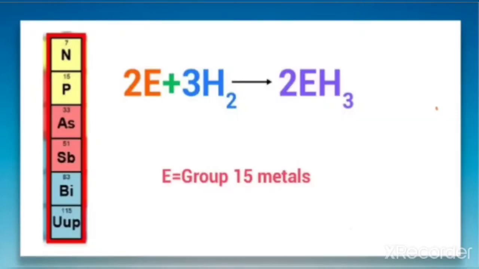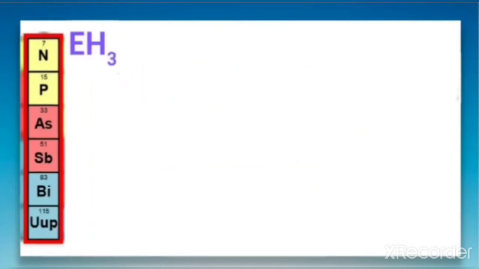The element of group 15 is represented here as E. In reaction with hydrogen, it gives rise to EH3, which is called a hydride. So a group 15 element with hydrogen forms a hydride, which is generally represented as EH3. Here E can be nitrogen, phosphorus, arsenic, antimony, or bismuth.